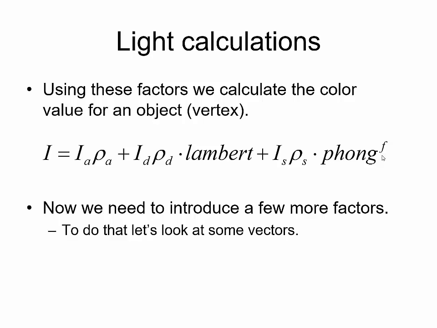But in order to be able to calculate this, we can see that the intensities of the light and the values of the color are simply something that we will have to define and send into our shader for it to work with. But the values Lambert and Phong need to be calculated, and so we need to look at basically what vectors and what geometrical data we need in order to calculate those.